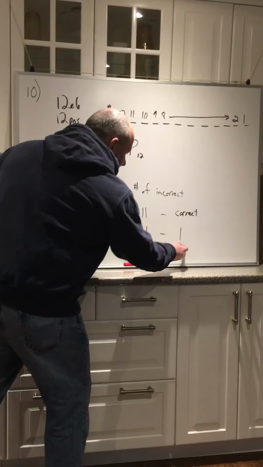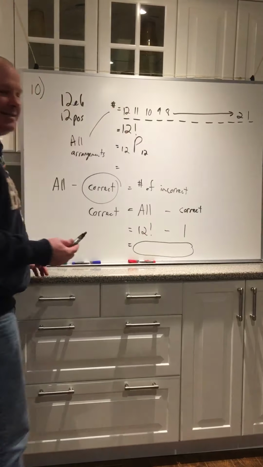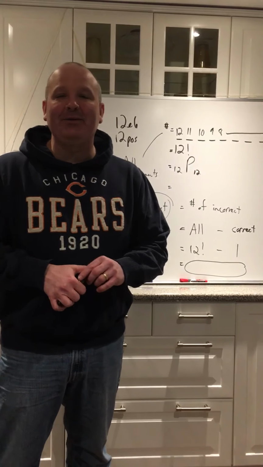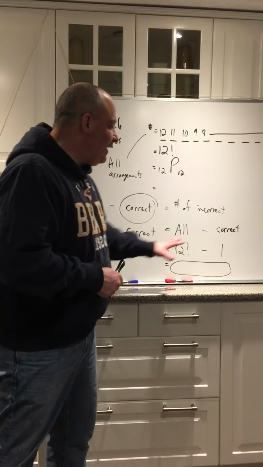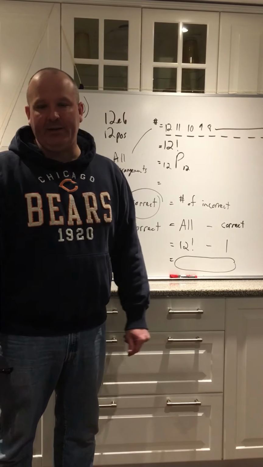And as I said, check the number out in the back of your book, because I didn't take the time to take my calculator out to figure out what that number is. But 12 factorial minus 1, and you should get the correct answer in the back.